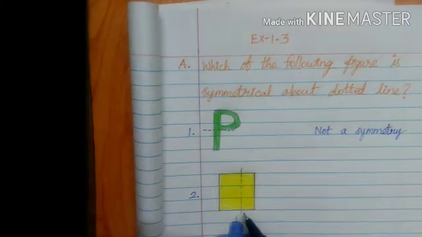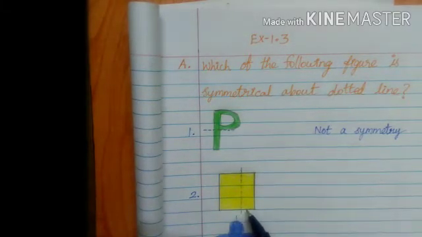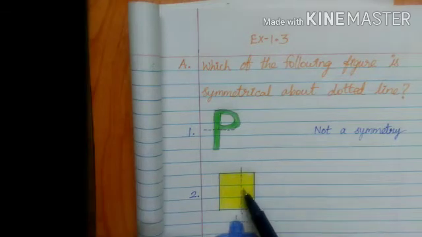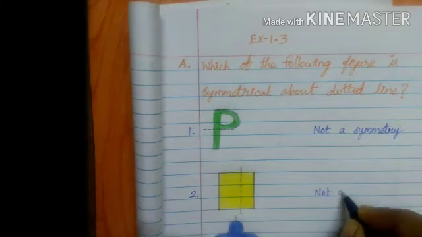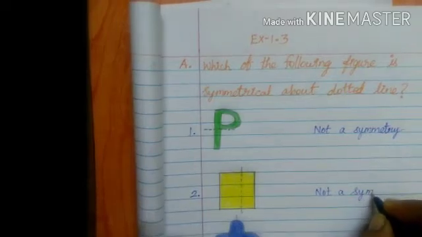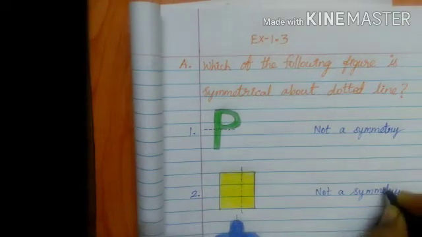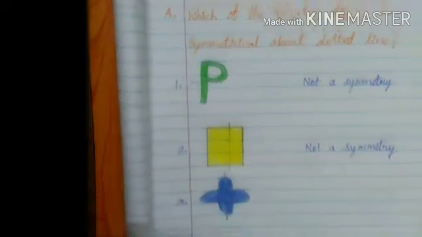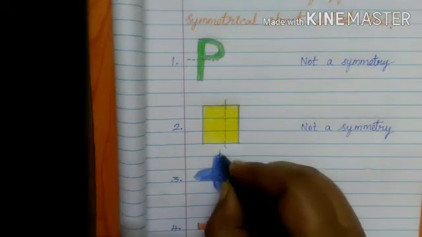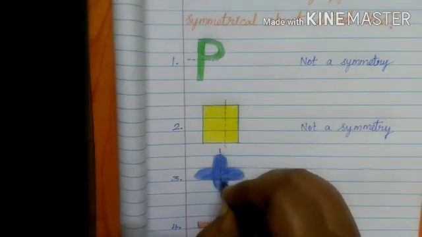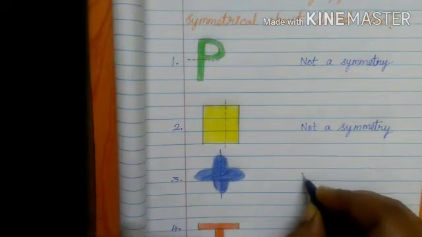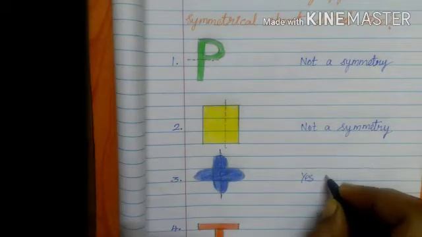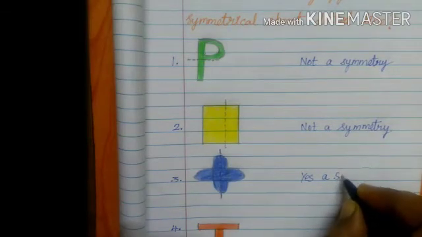Then the next one, take the square. Only one part is taken to draw the line. Is the opposite side equal about this dotted line? No. This one is also not a symmetry. So write the answer, not a symmetry. The next one, take the flower. Use this dotted line. Is this a symmetry? Yes, it is a symmetry.